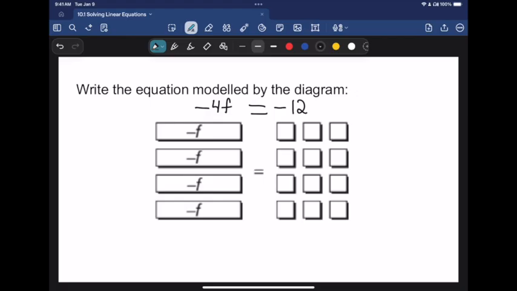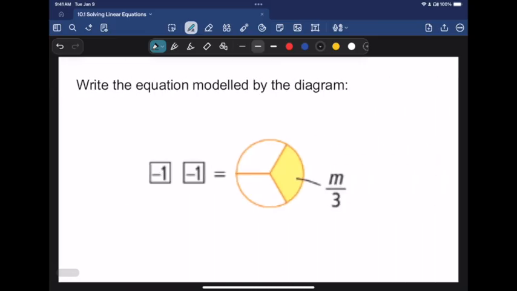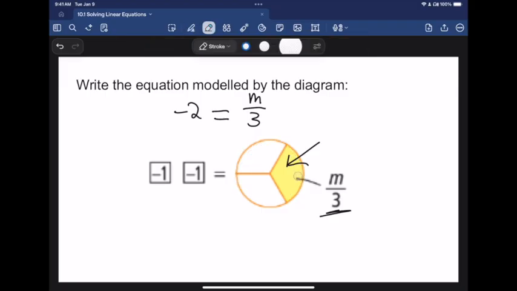Now, there's something else I want to show you, which is a pie chart. Sometimes you might encounter this pie chart. If you see this, it tells you what is going on, written on the side right here. On this side we have negative 2, and on this side we have m over 3, m divided by 3. The circle is the whole, and this represents dividing it by 3. So we need to figure out what the whole is, or the m.